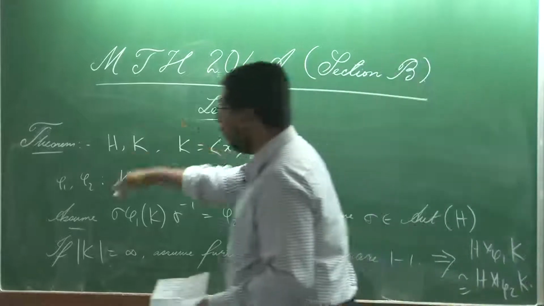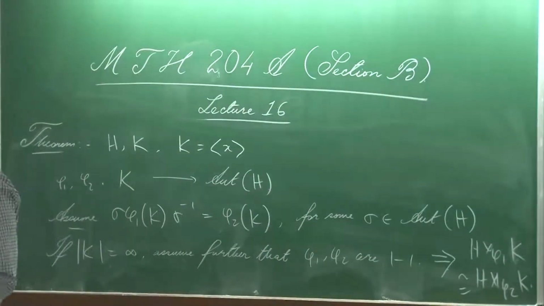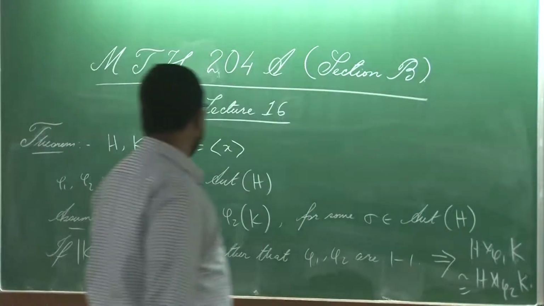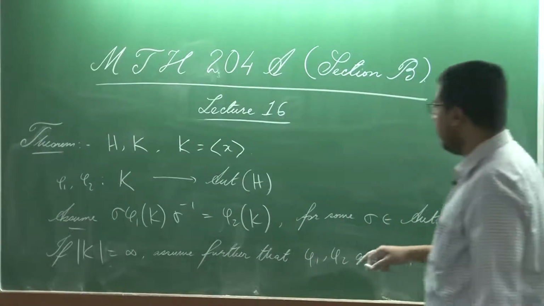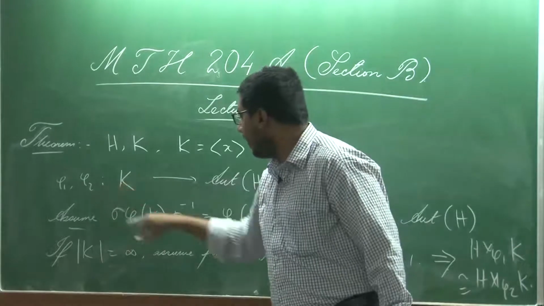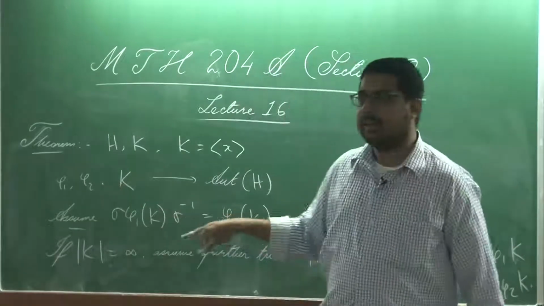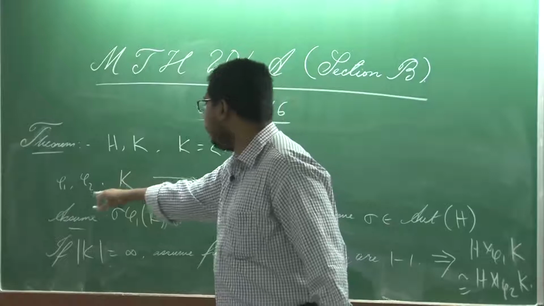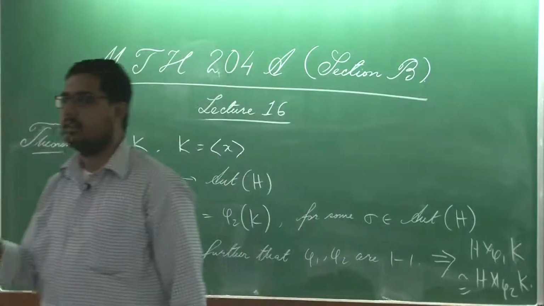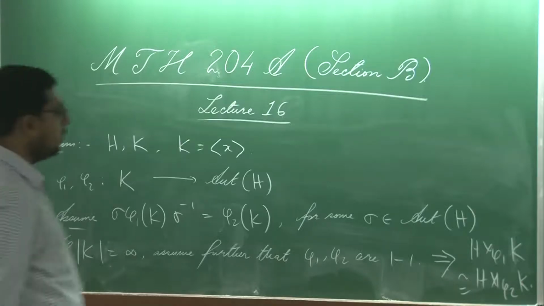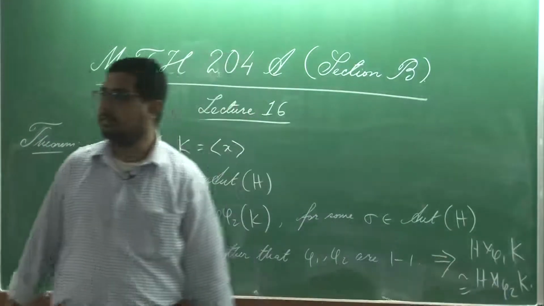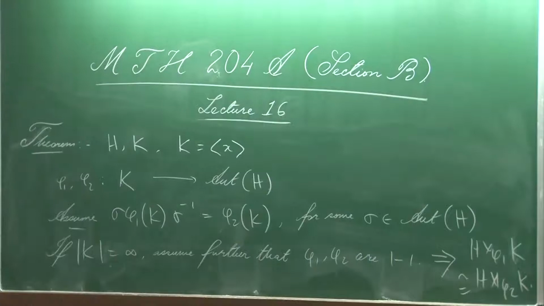Before getting into the proof, which is slightly technical, let me immediately deduce the following corollary. If it happens that phi 1(K) equals phi 2(K), then phi 1 and phi 2 might be different, but if their images are the same, then also by this theorem we will have the semidirect products isomorphic.